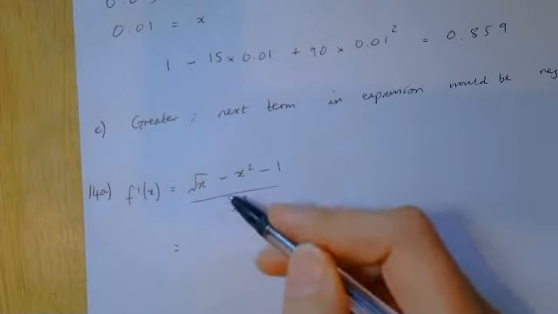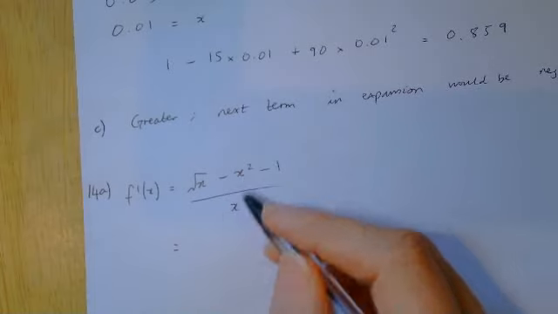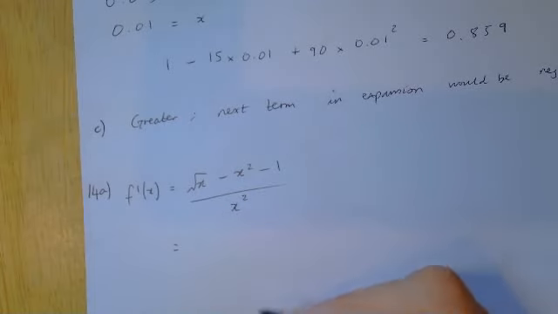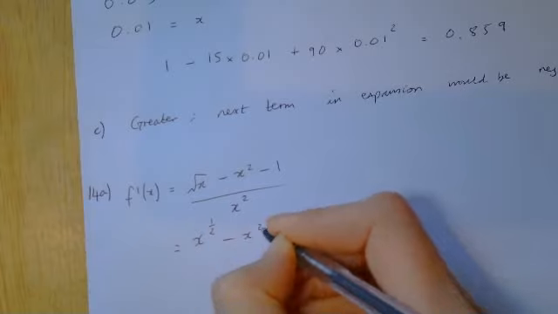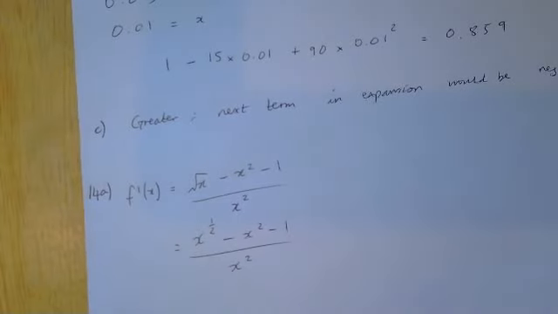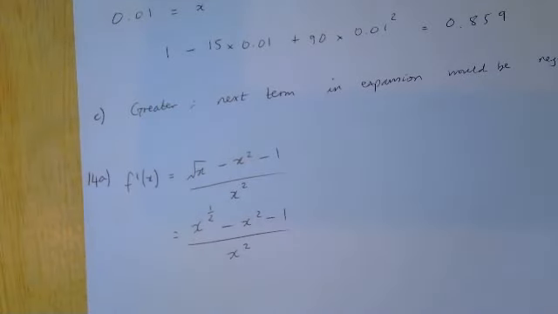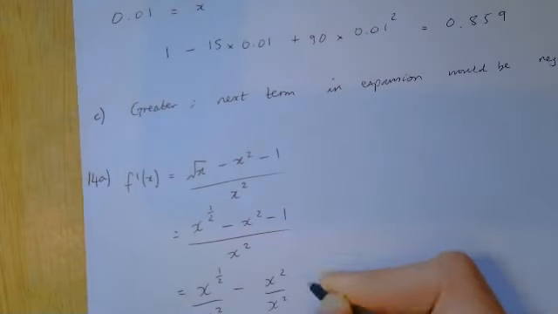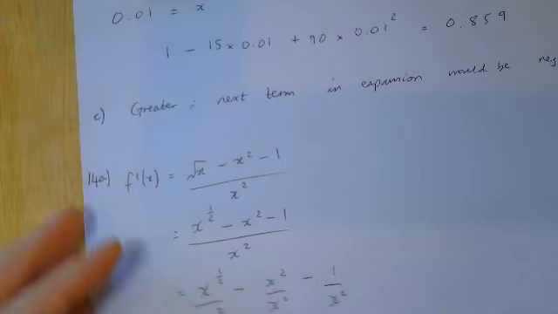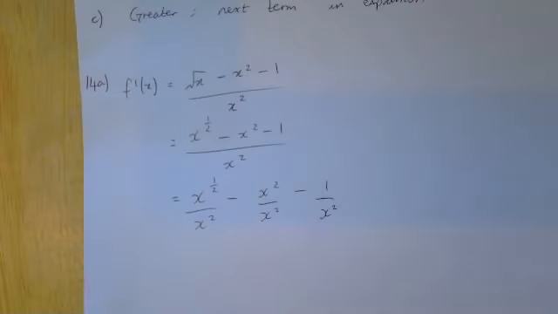But before I integrate, there's no way on earth I'm going to integrate it when it looks like this. I'm going to have to rewrite this in a nicer way before I integrate. So I'll probably write that as a power half to begin with. And then I can write it as x to the half over x squared minus x squared over x squared minus 1 over x squared. I can split up my fraction like that.